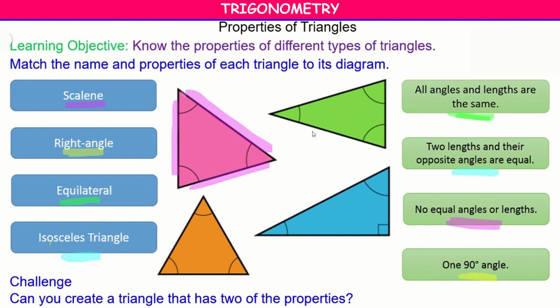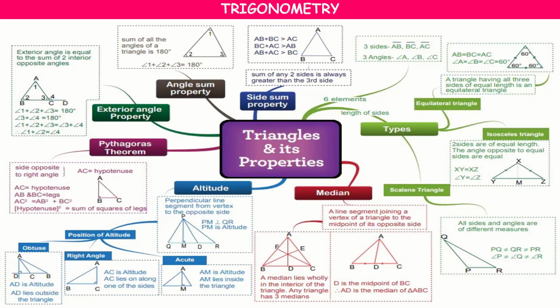You know scalene means all sides are different. Right angle means one of the angles is 90 degrees, and equilateral means all sides are equal. Okay, scalene is all sides are different. Isosceles is any two sides are equal. Just a slide it is. Next, observe here what triangles and their properties mean. All this information is very important, basic information, right?